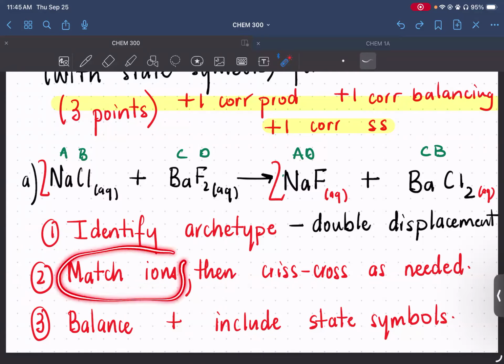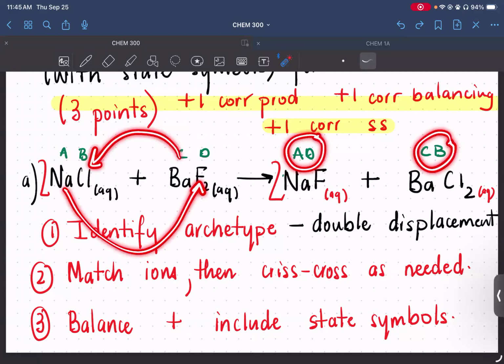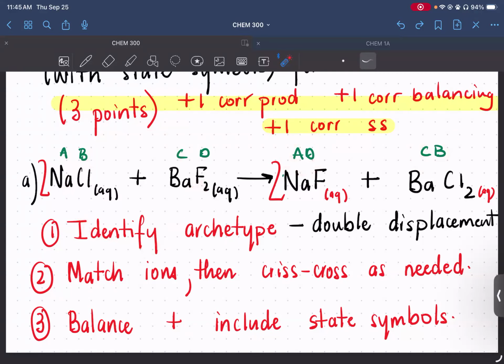So first, we're going to match ions. We know based on the archetype that we'll end up with AD plus CB. Sodium ends up with fluorine. Barium ends up with chlorine. Then we would crisscross as needed.